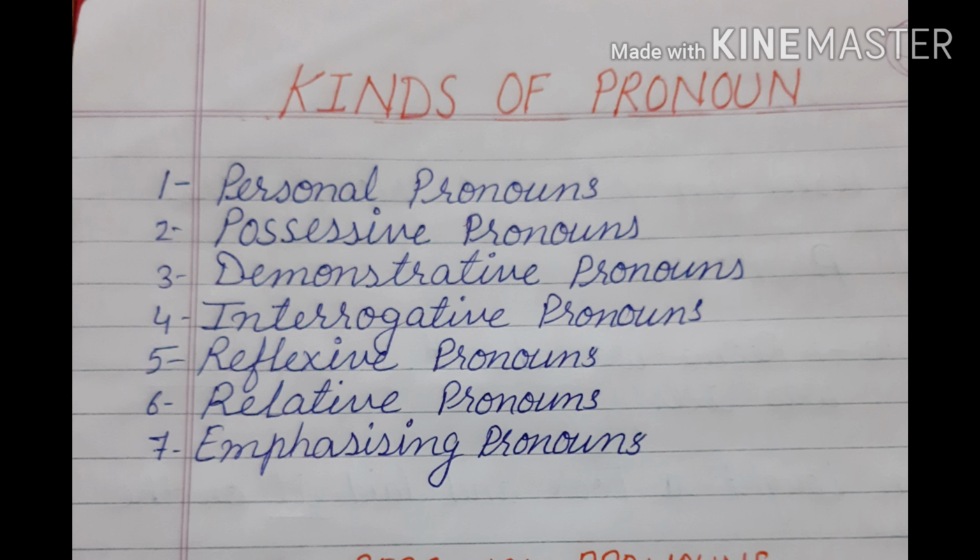Next is kinds of pronoun. We will study 7 kinds of pronouns. First, personal pronoun. Second, possessive pronouns. Third is demonstrative pronouns. Fourth, interrogative pronouns. And fifth, reflexive pronouns. Sixth, relative pronouns. And seventh is emphasizing pronoun.